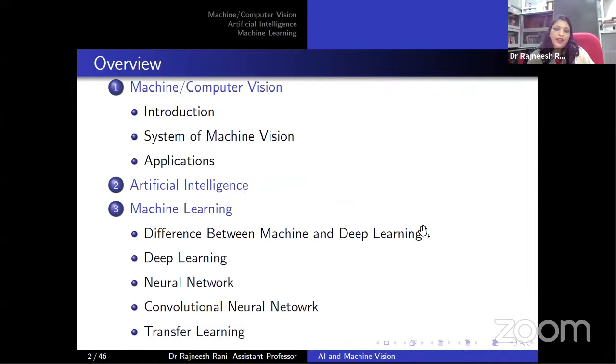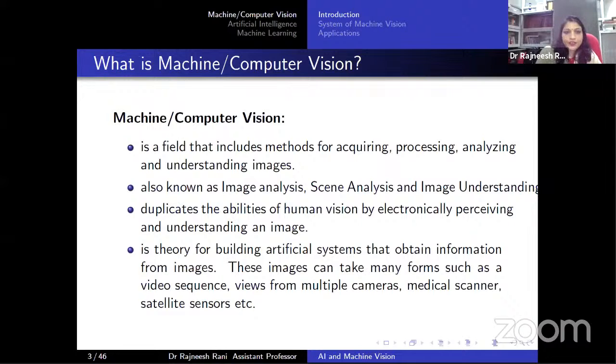So today I will cover what is machine and computer vision, what is AI, and then what is machine learning and deep learning, and how this deep learning is useful to make machine vision possible. So what is machine vision first?